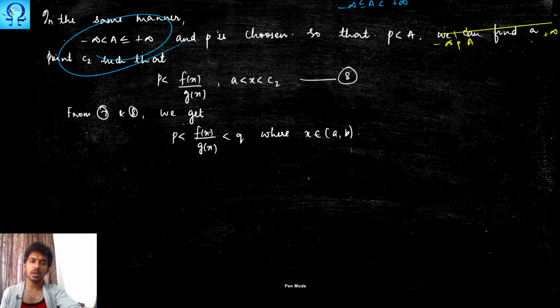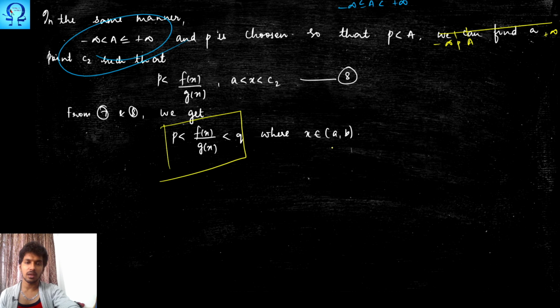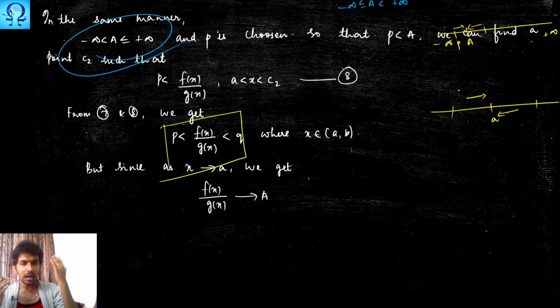Combining these two things, we can squeeze f of x upon g of x between these p and q values for some x in a and b. Here we had a, so between a and b we were talking. Here we have come this way, and when we go very near to a, this p will come near to a and this q will also have to come near to a. So finally, what we can conclude is that as x approaches a, this quantity approaches a, and this completes the proof. Thank you.